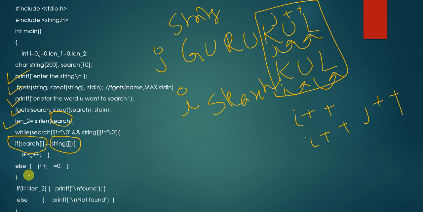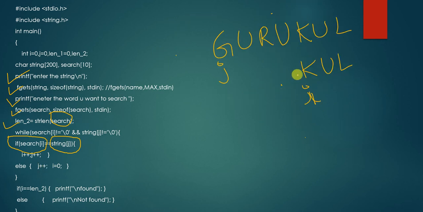Okay, else what we should do? If it is not equal, I should increment only j. First, I is equal to 0 and j is equal to 0. So k and g will be compared. Whether these two are equal? No, these two are not equal. That is why we should just increment j to the next.